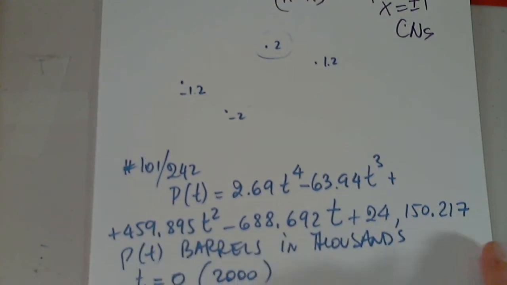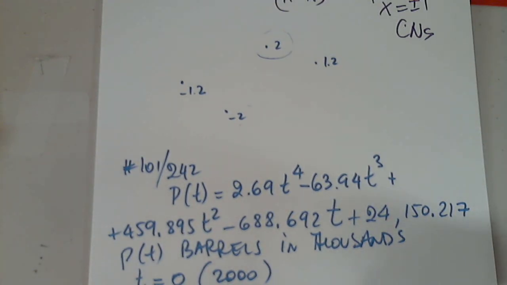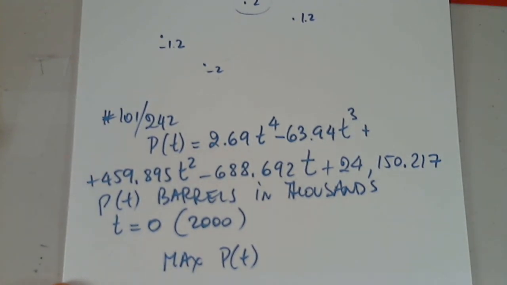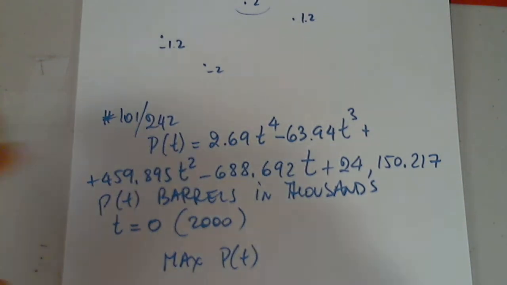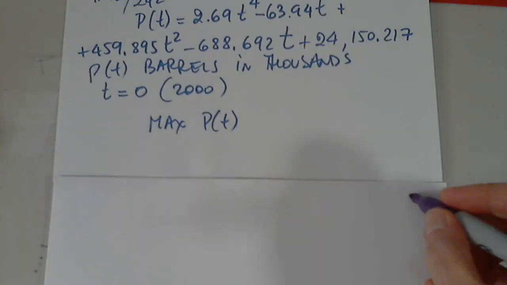So we're asked to find the maximum of P of t. What do we need to do? What do we need to find? We're given the function, and we are asked to find the absolute maximum. So what should we do? What do we need to determine? Anyone?